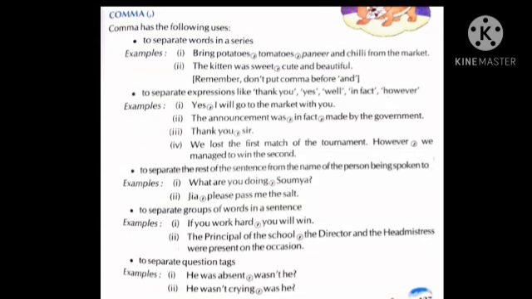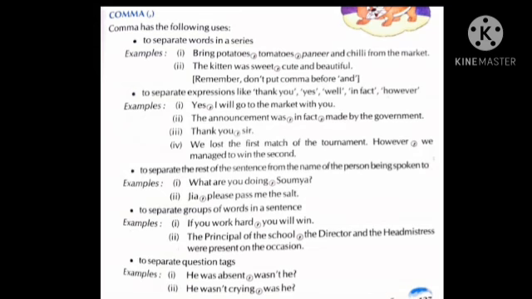Here in this sentence there are two groups of words. If you work hard, you will win. The principal of the school, the director, and the headmistress were present on the occasion. We have used commas to separate groups of words. First group is the principal of the school, second is the director, and the headmistress were present on the occasion.